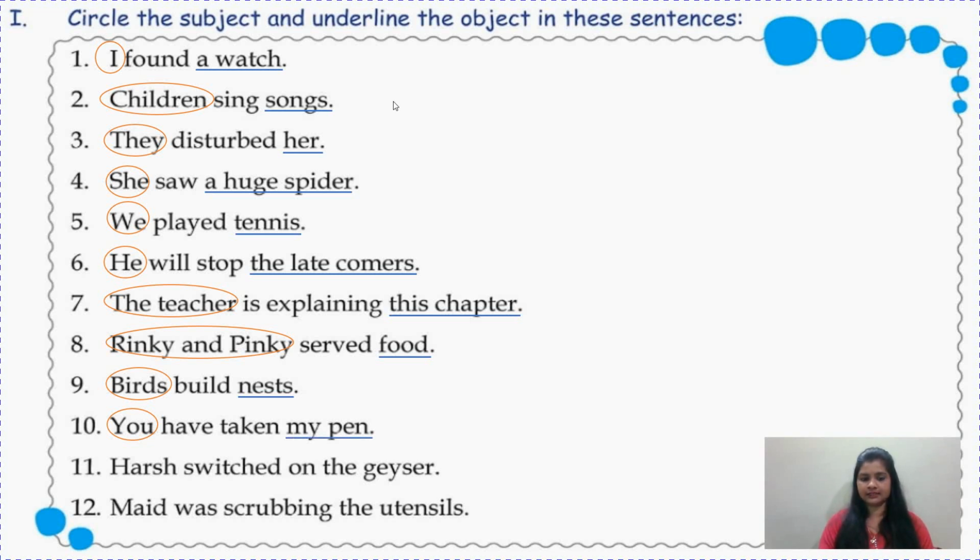Hers switched on the geyser. So hers is subject. Switched is verb. And on is preposition here, children. So just leave it. And the geyser will be object.